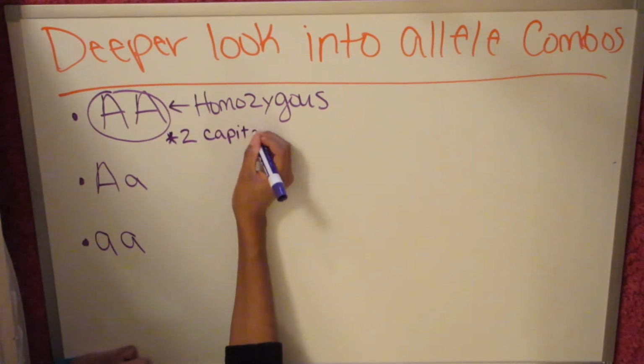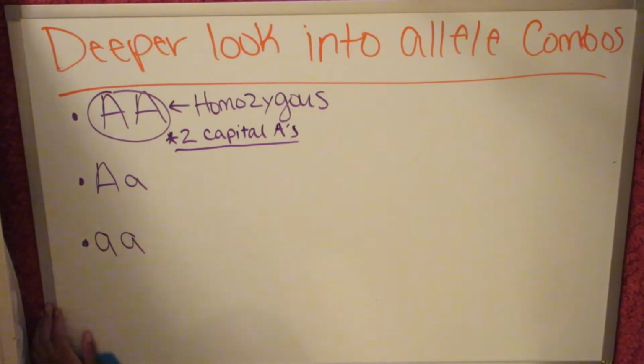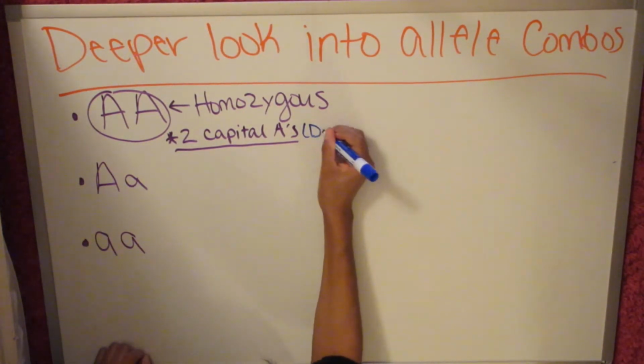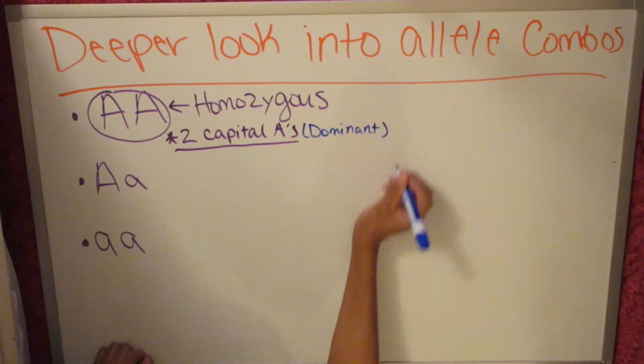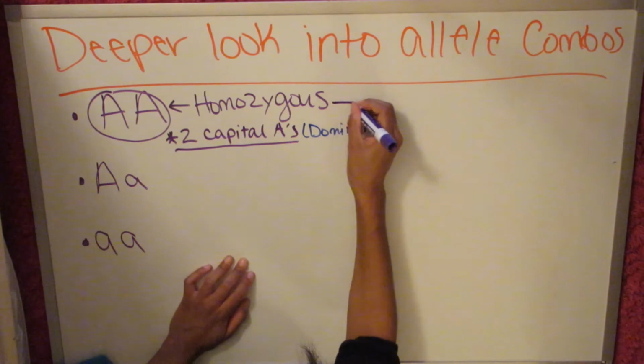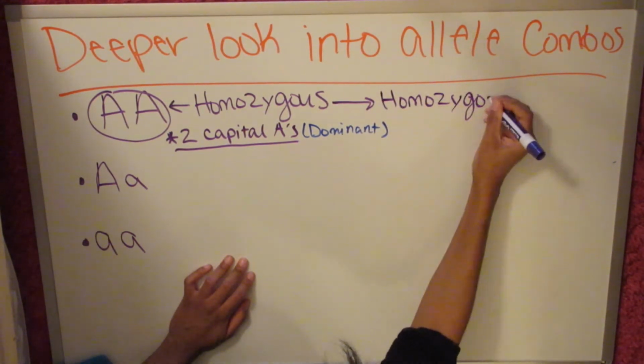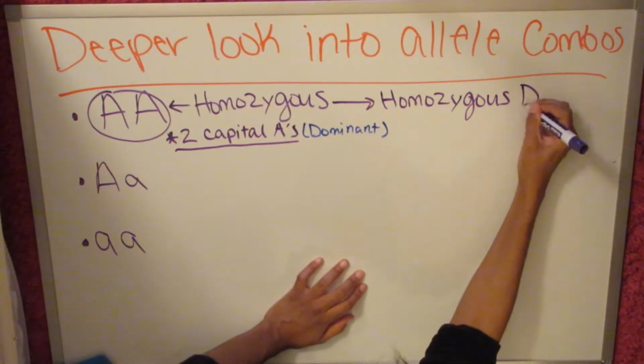We know that the capital A, we already talked about, means dominant trait. So it has two capital A's, two dominant traits, or two dominant alleles. So we would say that it is homozygous dominant. So it's not just homozygous, it's homozygous dominant.